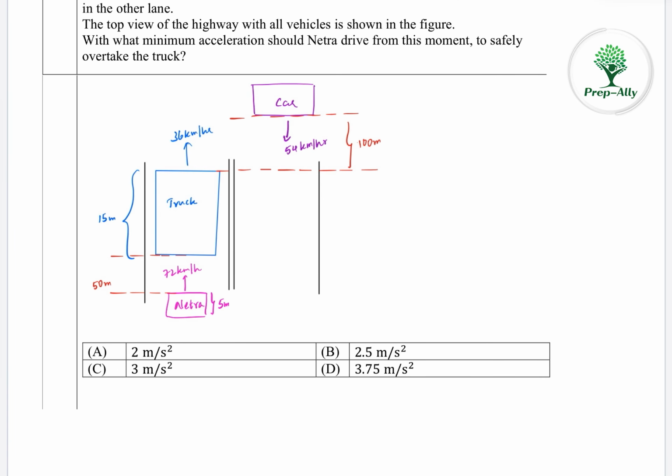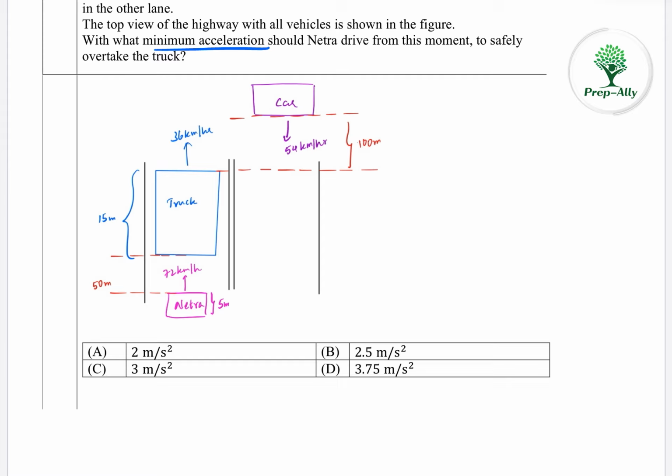Netra is driving on a highway and there is a truck driving in front of her. She wants to overtake this truck, but then she sees another car coming in the opposite direction in the other lane. Top view is given. So with what minimum acceleration should Netra drive from this moment to safely overtake the truck?